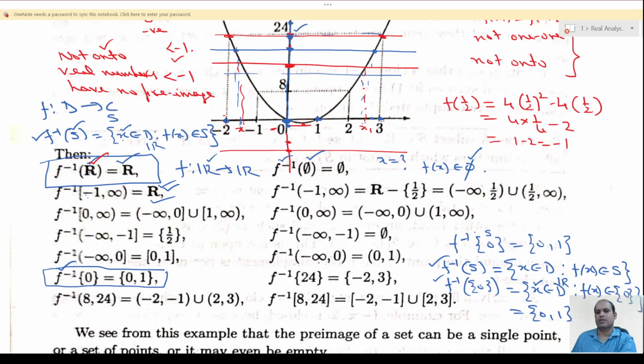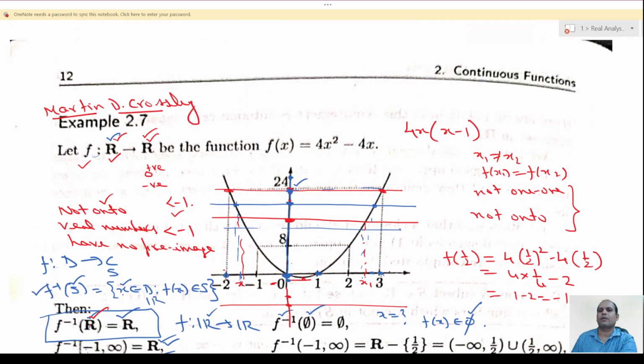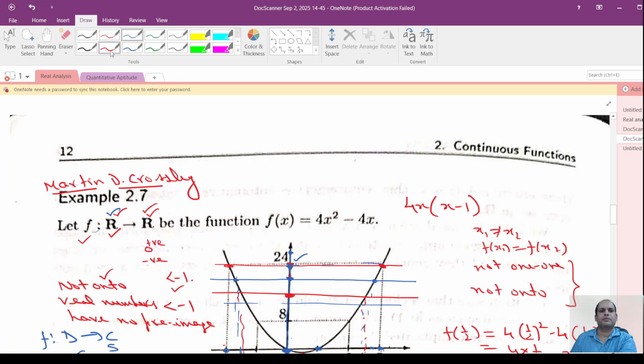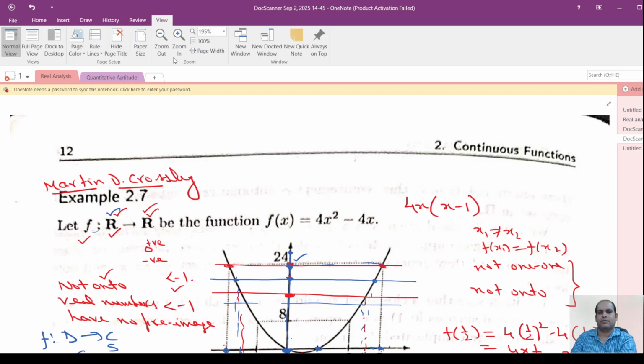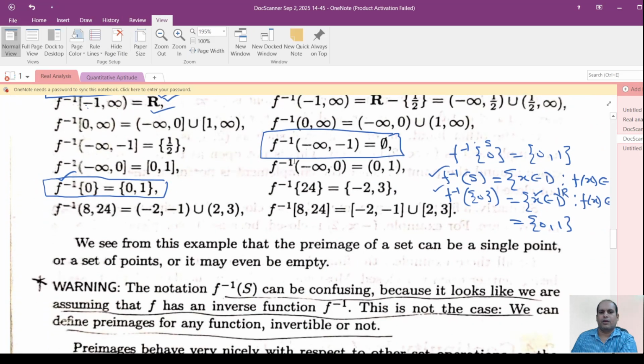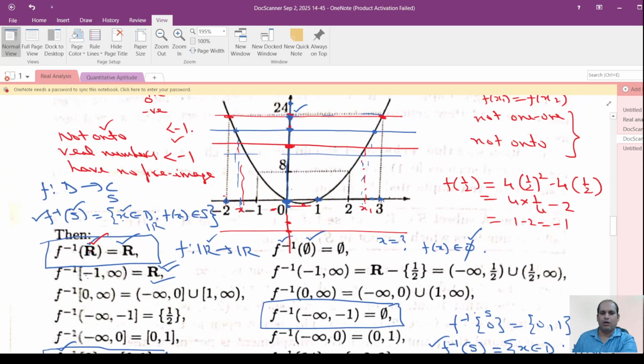Similarly, one can check other results. For example, F inverse of minus infinity to minus 1. This is the empty set. Why is this the empty set? F inverse of minus infinity to minus 1. I need to look at all those members from the domain whose image is within minus infinity to minus 1. Now, if we look at the graph, minus 1 is here on the y axis. So, for minus infinity to minus 1, I need to take this portion.